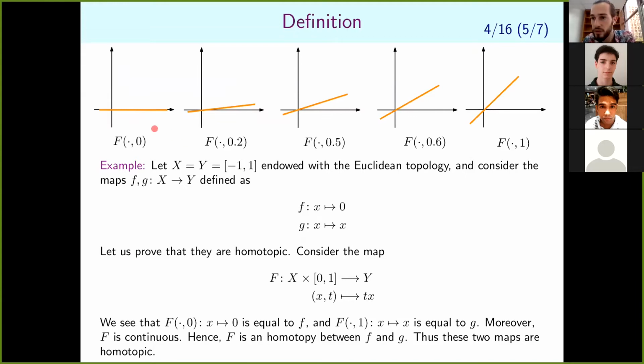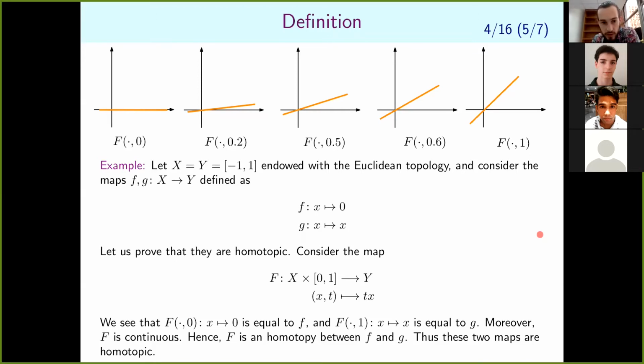And this is an illustration of it. F dot 0 is constant, equal to 0. F dot 1 is the identity. And in between, I have the linear maps t times x. For instance, this is the map that maps x to 0.2 times x.